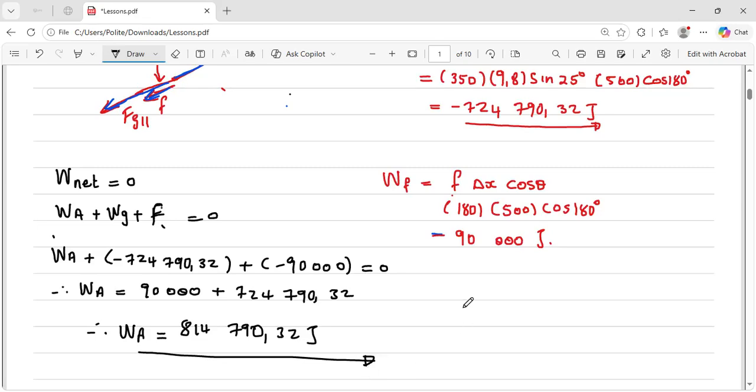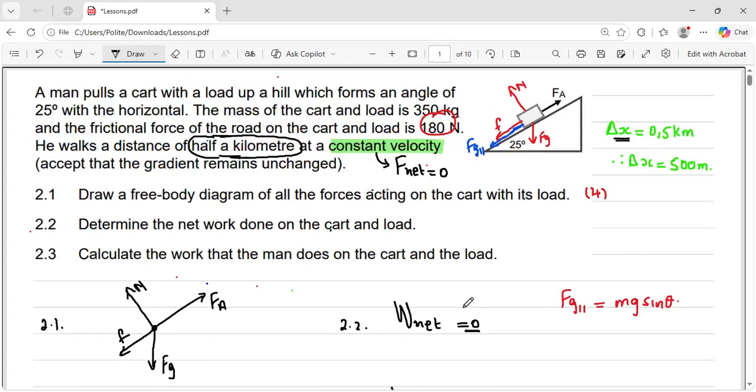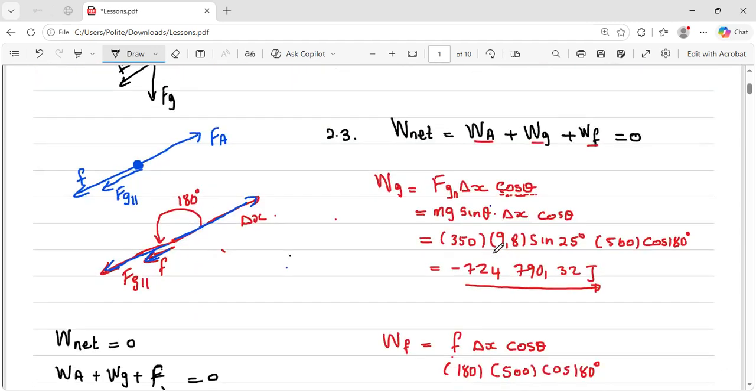And that's it for this example. I hope you guys understand everything that we did to answer this question. This was an easy one. So this one is 2 marks, this one is 4, and this one is 4. So all 10 marks. Okay, I hope you guys are happy with how we did this one.